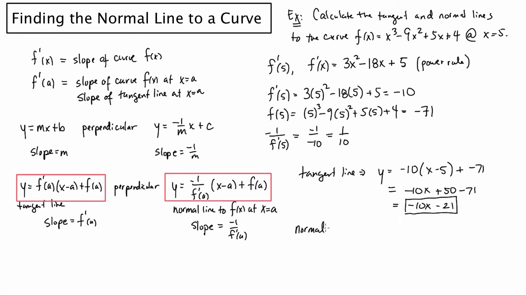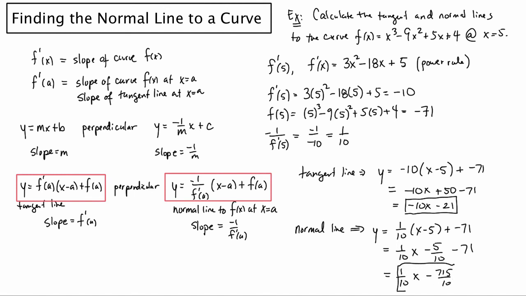The normal line, which is the line that is perpendicular to the tangent line at this point, has a slope of 1/10 instead of negative 10, but everything else about forming the line is the same, so plus negative 71. Distributing the 1/10, and then finally writing it in the form we're used to, mx plus b form. Getting a common denominator there, we end up with the line 1/10 x minus 715/10, or if you want to think of this as 71.5, you can. And so that is our normal line solution.